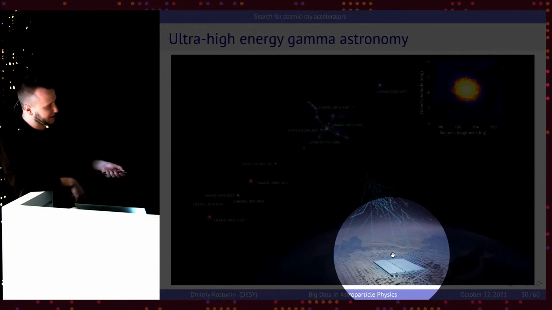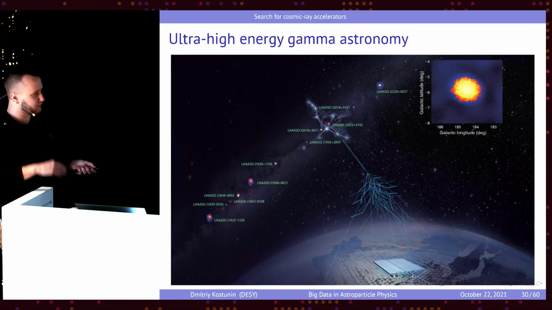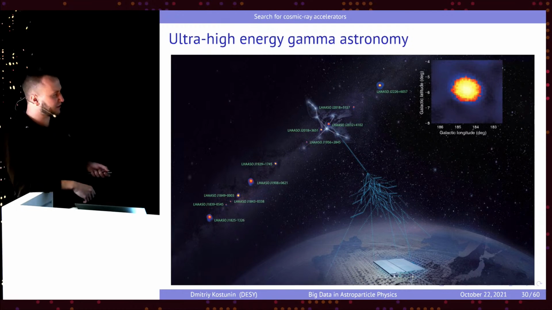You can see again this grid structure, so we call it LHAASO, a large array detector, which is located at a very high altitude of, as far as I remember, about 4,000 to 5,000 meters.